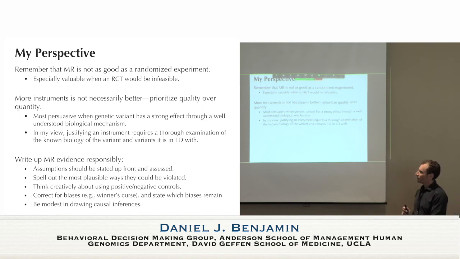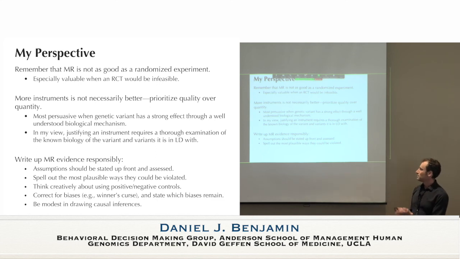And I think that the GWAS is extremely valuable for providing fodder for Mendelian randomization studies, but I'm kind of old school in the MR studies I like. I would like to see MR studies that justify the instrument through a thorough examination of the known biology and also the variants that it's in LD with. And when there are MR papers, I'd like to see the evidence written up in a responsible way. I think the assumptions need to be stated up front and assessed as part of the paper.